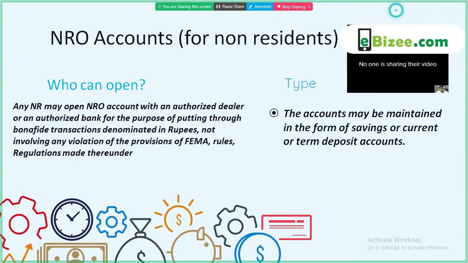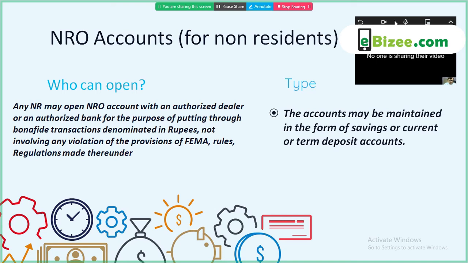Now, in the ordinary account for non-residents, which is denominated in rupees, any non-resident may open an NRO account with an authorized dealer or bank for the purpose of putting through bona fide transactions, which are denominated in rupees, and not involving any violations of the provisions of FEMA rules. That is the rules which are enshrined in the sections related to current account transactions and capital account transactions, or the regulations which are made in the FEMA Act.